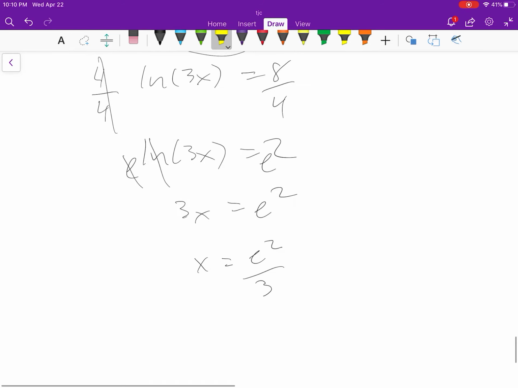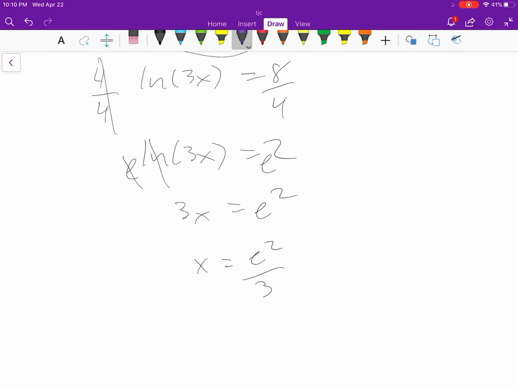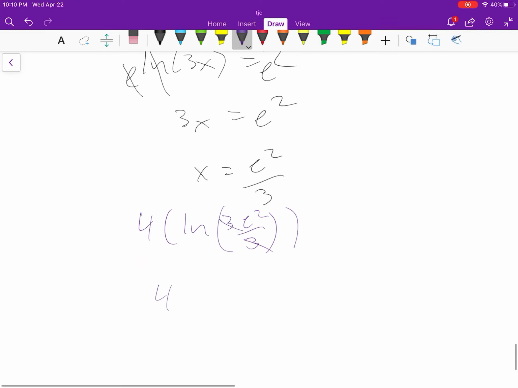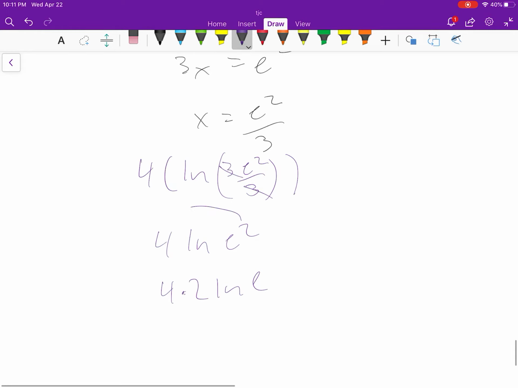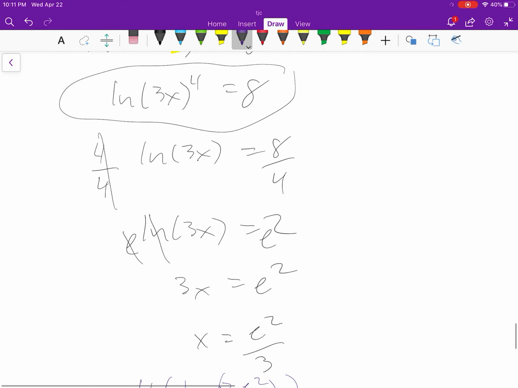If you plug e to the second over 3 in there, what you end up with is 4 ln of 3 times e to the second over 3, all right? Well, here the 3's cancel. You end up with 4 ln of e to the second. Then we're going to pull the 2 down. Get 4 times 2 times ln e. All right? And then the ln and the e cancel, and you get 8. 4 times 2 is 8, which is what we had originally.